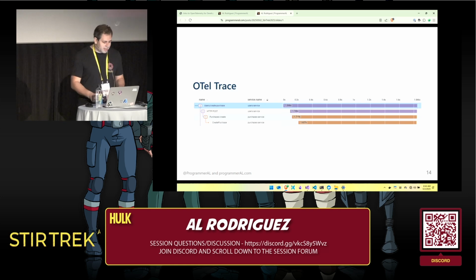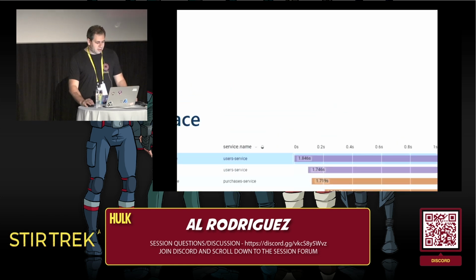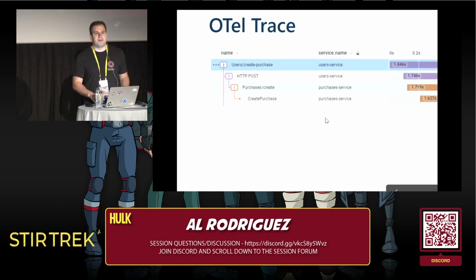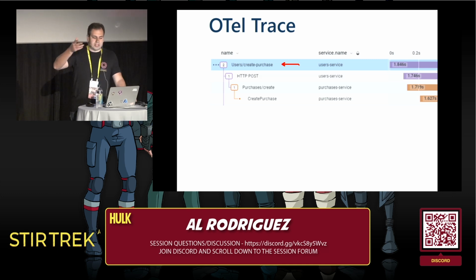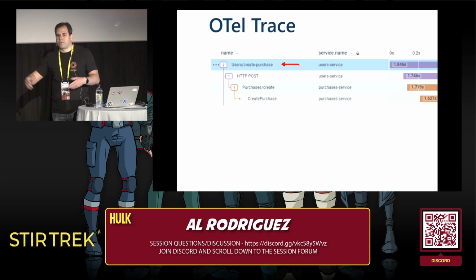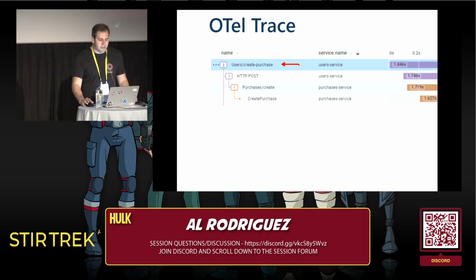If you want to see a kind of simple example of what that looks like, you can see right here we have that traditional trace where you can say, hey, we have a request that started over here in users/create purchase, right? This is some endpoint, users going to create some purchase. Notice the service name over here. It's in the user service. And then at some point, we're making this HTTP post, and that goes to a different service right over here, right?